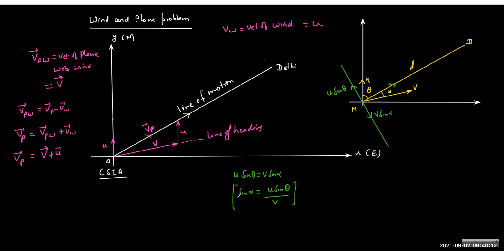Once you get sine alpha, the time taken to reach the destination will be d upon the net velocity along that line, which, if you look carefully, is U cos theta plus V cos alpha. U cos theta is known because theta is given. And V cos alpha, we can get as V times the square root of 1 minus sine square alpha. If you substitute, you get the answer. So that's your wind plane problem.